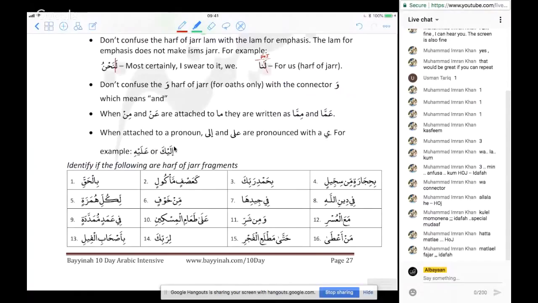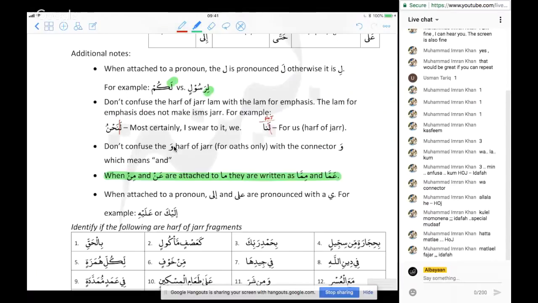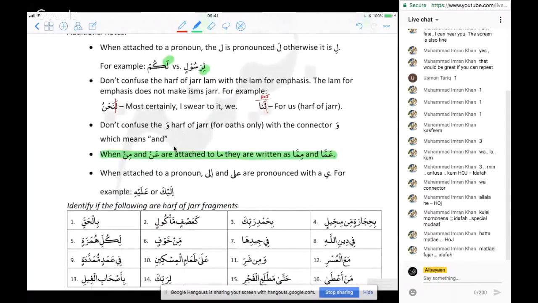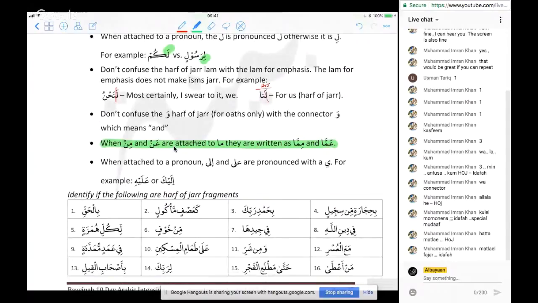When min and an are attached to ma, they are written as mimma and amma. Mimma and amma. And the last tip is about ila and ala, the last two. When these two are attached to a pronoun, they usually give you a ya pronunciation, like alaikum, assalamu alaikum, as I was telling you.